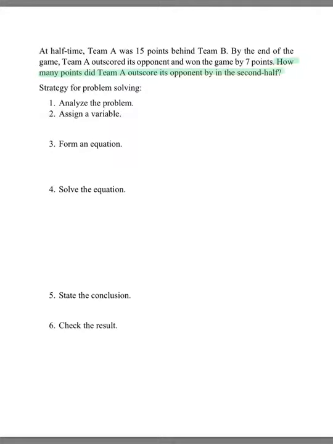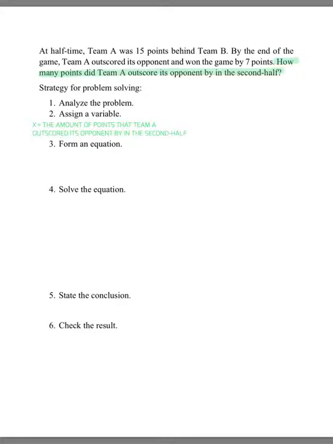Since the question was, how many points did Team A outscore its opponent by in the second half, we're going to let our variable x, and again any variable will work, represent the amount of points that Team A outscored its opponent by in the second half. So again, assigning a variable is ideally the question, only reworded in the form of a statement. So there we go, that's step 2.